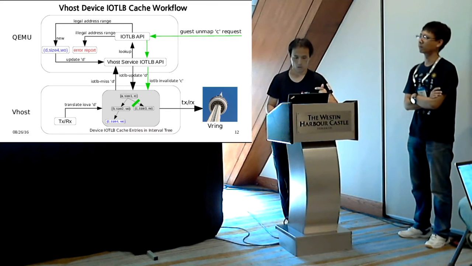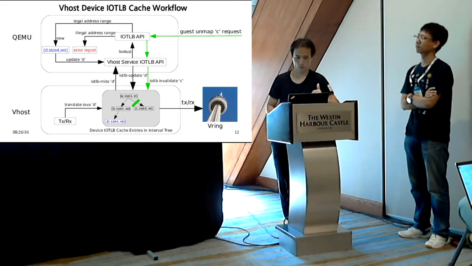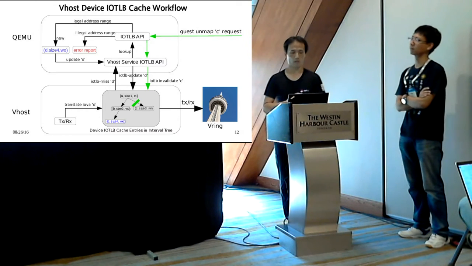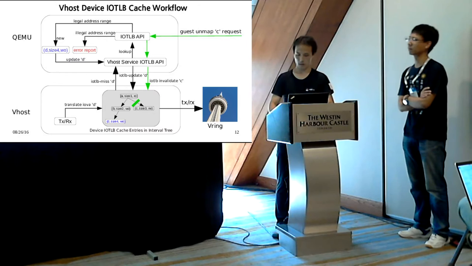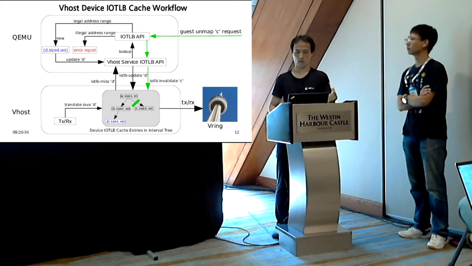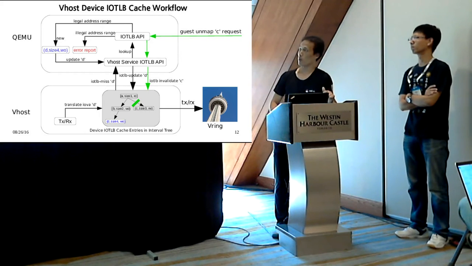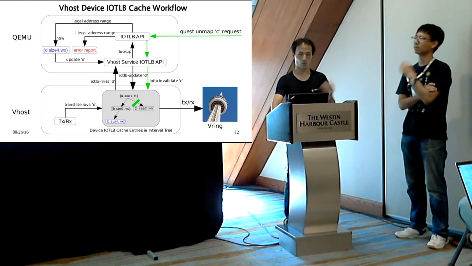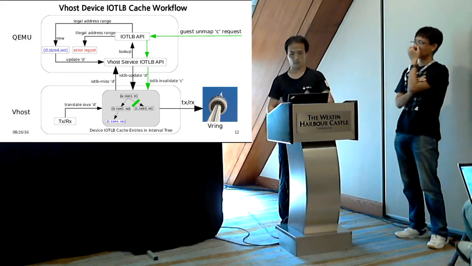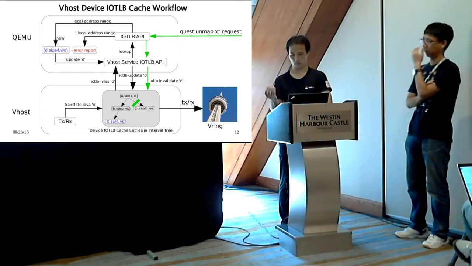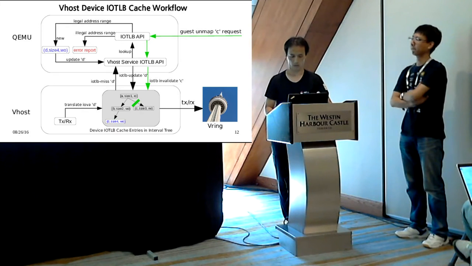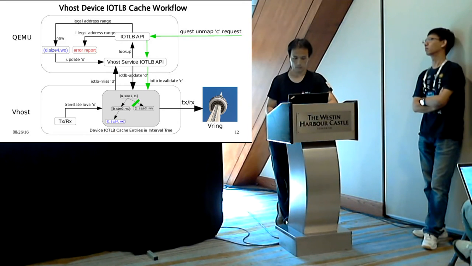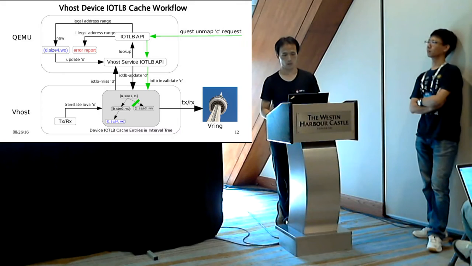So the IOTLB API in QEMU will verify this address and see if it's an illegal or legal address. If it's an illegal address, then this access will be blocked automatically with an error report. And if it's a legal address, then a new entry will be generated and written back to the vHost kernel. The vHost kernel will get this update message and create a new entry in the kernel interval tree. Then continue the transfer.